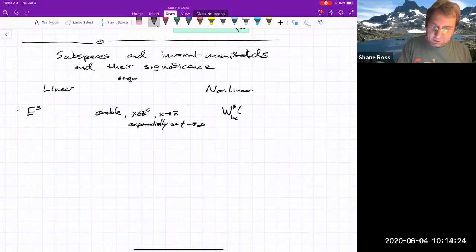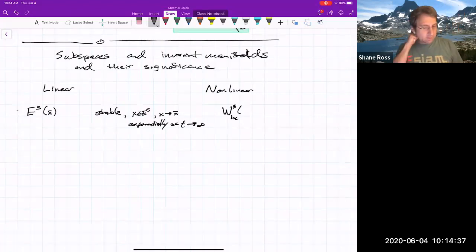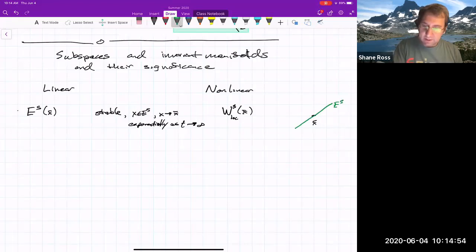So let's just say the origin O is the fixed point. Maybe that'll make things easier. No, let's keep it this way. This is fine. So this is the stable subspace of the point X bar. This is the nonlinear version. So what you should think of is, here's X bar, here's the stable subspace, and tangent to the stable subspace at that fixed point is this possibly curved thing. And it is the local stable manifold of X bar.